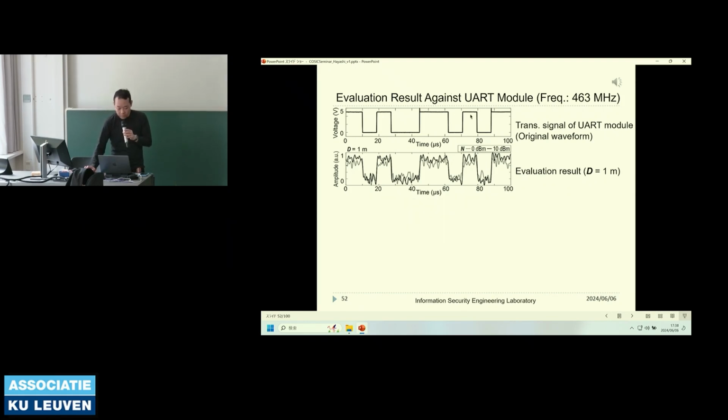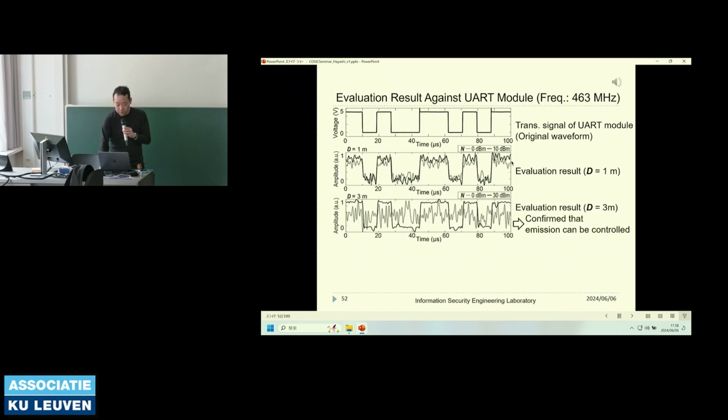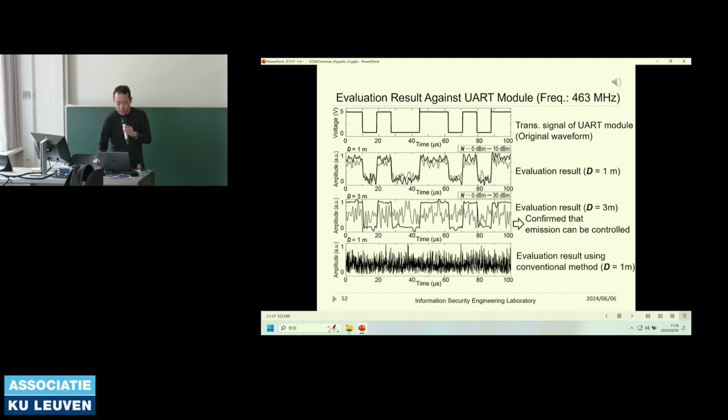of the backscattering signal. This is the original signal. This is the evaluation result at 1 meter. This is 3 meters. We can decode the original signal. But if we do not irradiate the signal, we cannot observe the leakage EM signal.